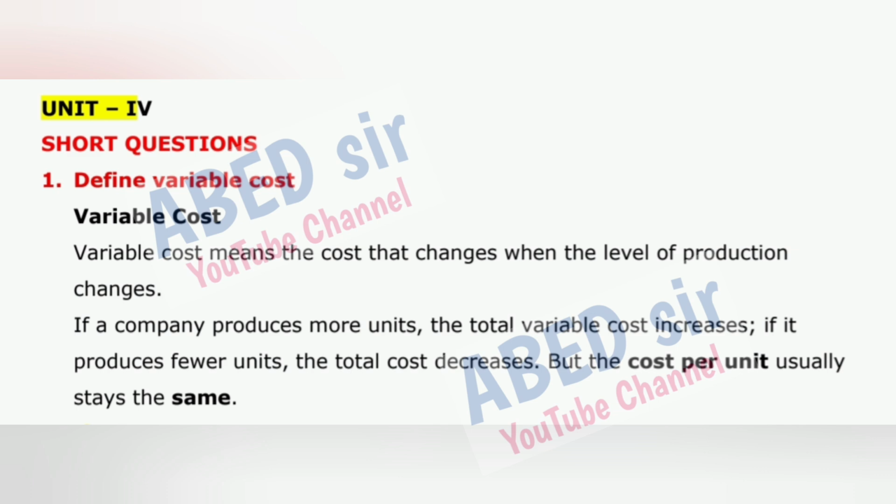Variable cost means the cost that changes when the level of production changes. If a company produces more units, the total variable cost increases. If it produces fewer units, the total cost decreases. But the cost per unit usually stays the same.